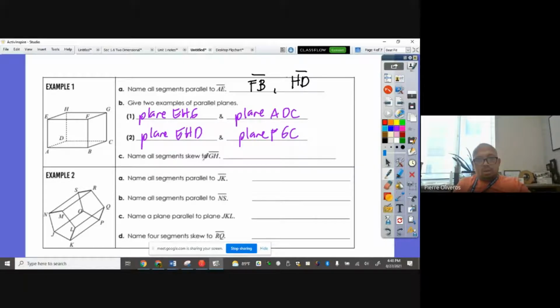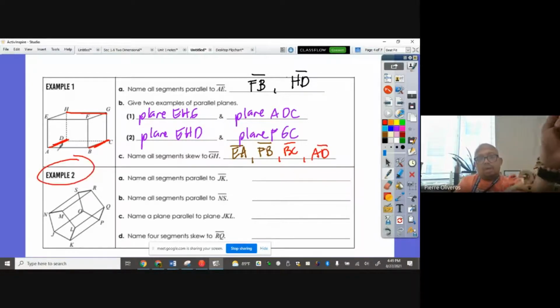Name all segments skew to GH. Where's GH? GH right here. So we cannot use some planes here. So we can say that EA is skew to GH, FB, and that's it. We cannot use anything in the orange because they would be on the same plane and they will intersect probably. We cannot use FG or EH because it will intersect HG. Oh, there's more. So we're finding skew to HG. We can also use BC and AD. BC and AD. Okay. All right, I'm going to leave example 2 on you guys to complete.